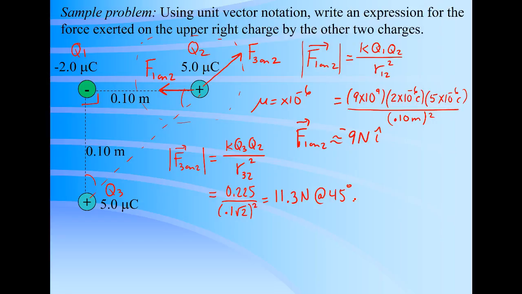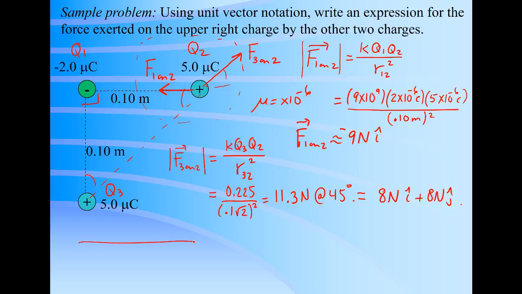Okay, so how do you break that up into components? Well, if it's at 45 degrees, then we can use sine and cosine of 45 degrees. And we get approximately, roughly 8 newtons in each direction. So it's roughly 8 newtons i-hat plus 8 newtons j-hat.